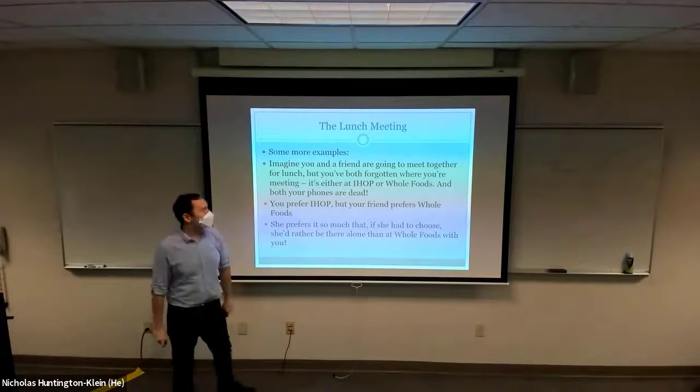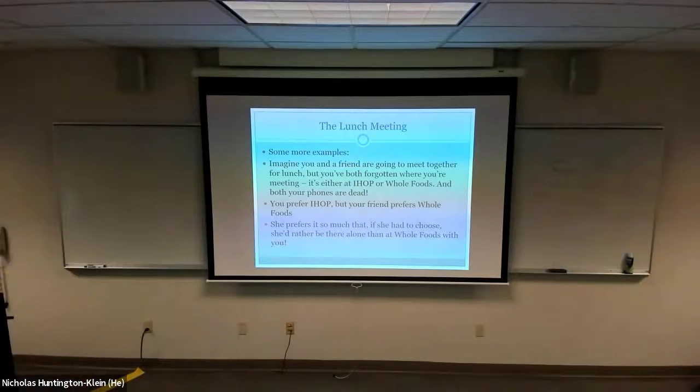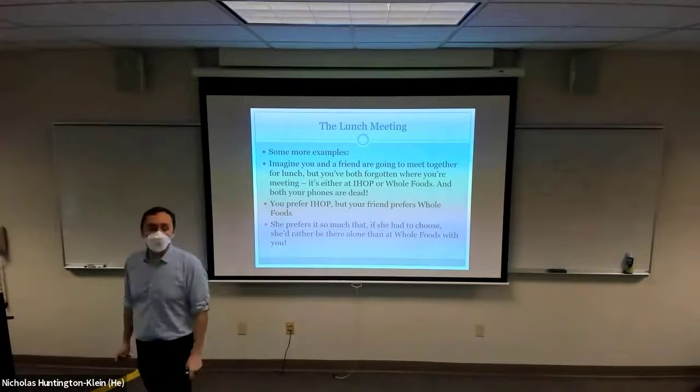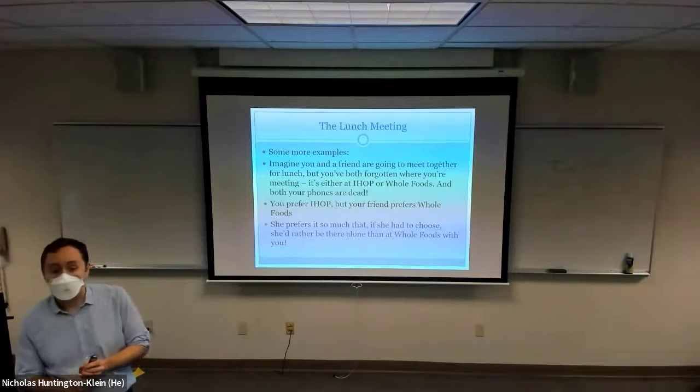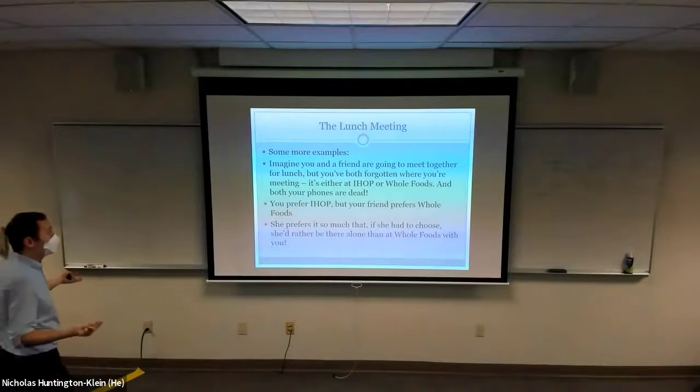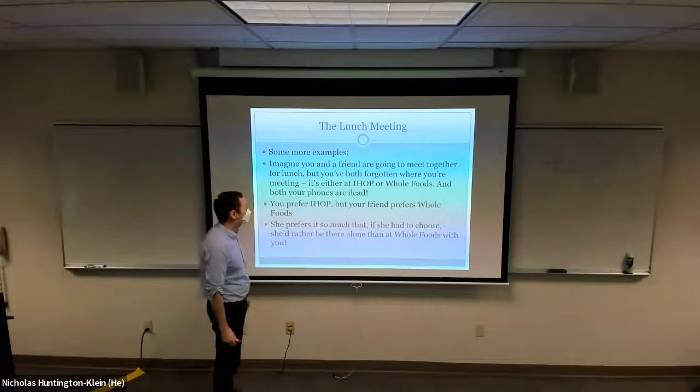Let's say that you and a friend are going to meet together for lunch, but you've both forgotten where you're going to meet. You know it was either going to be IHOP or Whole Foods. Both your phones are dead, so you cannot contact each other. So you and your friend just have to figure out where you are going to go without talking to each other. So how can we figure out where to go for lunch? What's our Nash equilibrium going to be?